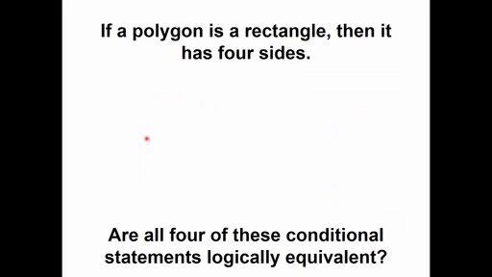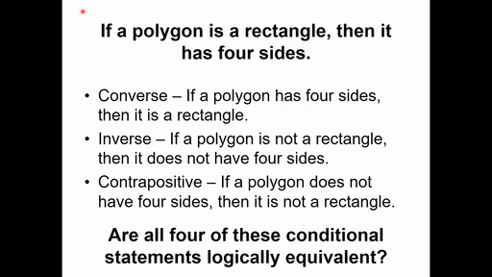So let's try this out. We kind of talked about this earlier, but are all four conditional statements logically equivalent? Take a look at them. Maybe you remember them. It's not true right here, is it? If a polygon is not a rectangle, then it does not have four sides? No. Not logically equivalent. Neither is the converse. If a polygon has four sides, then it's a rectangle? No, no. But if a polygon does not have four sides, then it is not a rectangle.